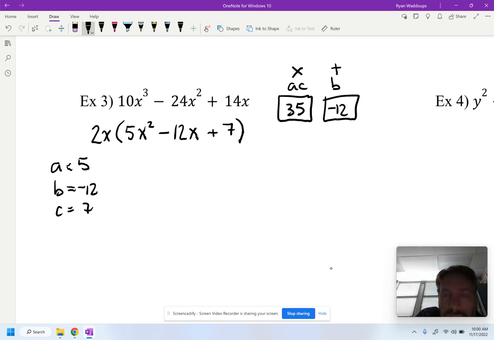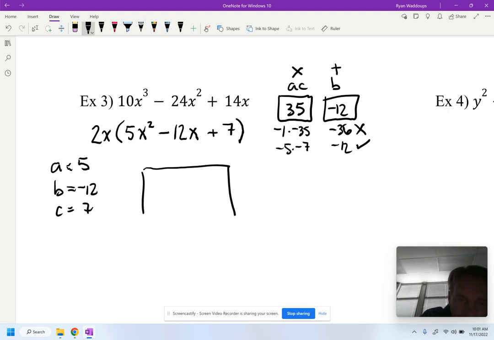So the only way I can get a positive result is if both signs are the same, either both positive or both negative. But since B is negative, we know both of the numbers have to be negative. And if I just start with negative 1 times negative 35, that would give me positive 35 when I multiply them, but when I add them, I get negative 36. Not the numbers we're looking for. 2 won't go into 35. 3 won't go into 35. 4, no. 5, yes. Negative 5 times negative 7 would be positive 35. And when I add them, I get negative 12. Those are the numbers we're looking for.